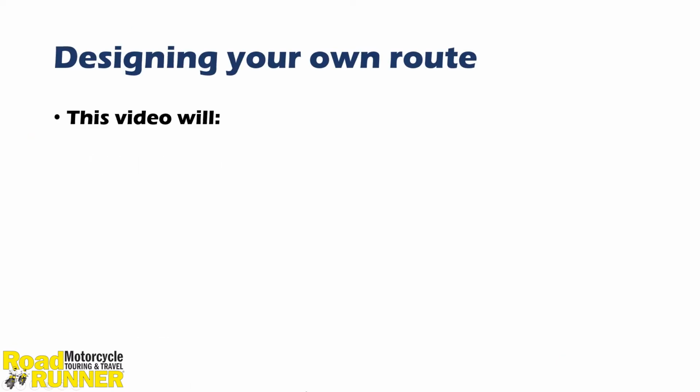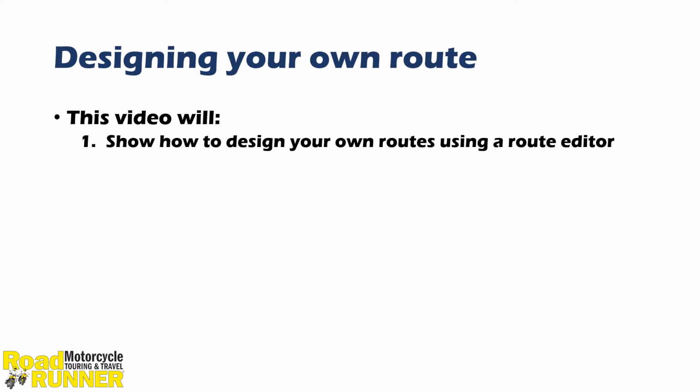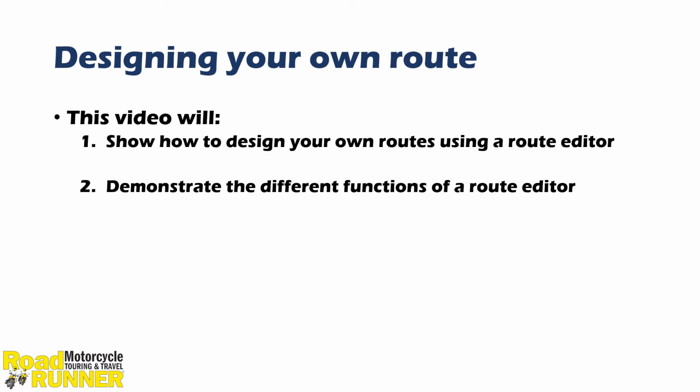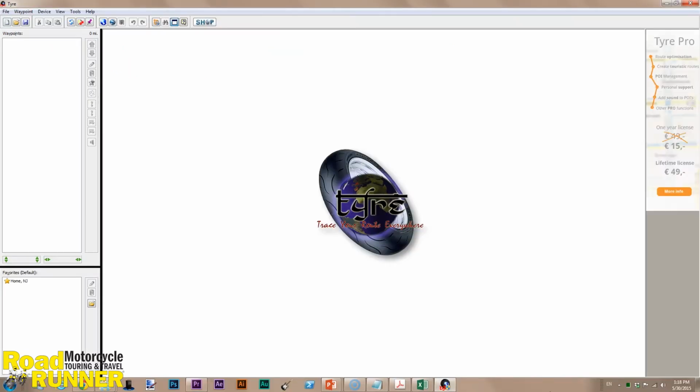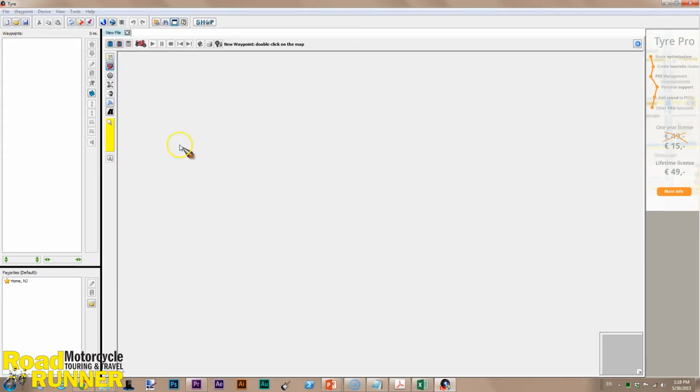In this video of the satellite navigation series, I'm going to show how to design your own routes using a route editor. I'll cover the different functions that a decent route editor should have. Let's start designing a new route by opening Tire, and then we'll go to File, click New, and we have a new file.